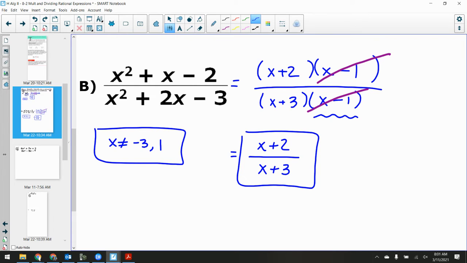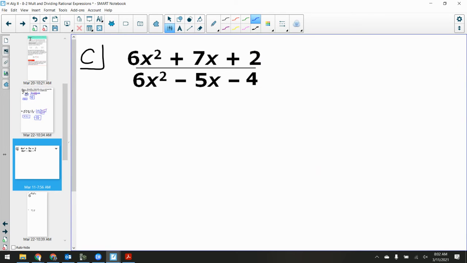Okay. Let's keep it going. 6x squared plus 7x plus 2 over 6x squared minus 5x minus 4. This is your example C, right? That's good. All right, so again, the better you are at factoring, the better you'll be at this stuff. So let's factor around. I like to keep myself organized. I'm going to factor down the top, and then factor down the bottom, and then we'll see what happens when I start to cancel. Especially when these are two hard type problems.